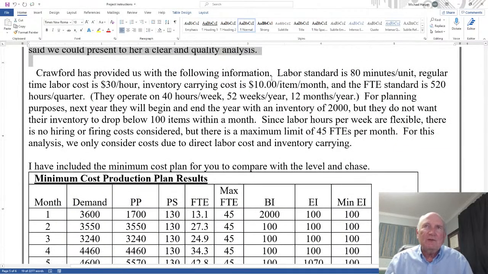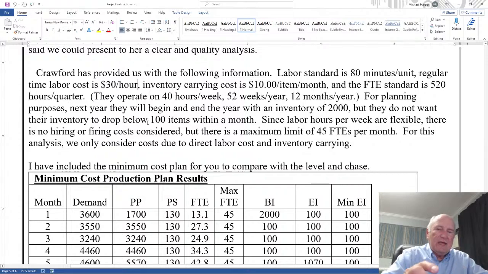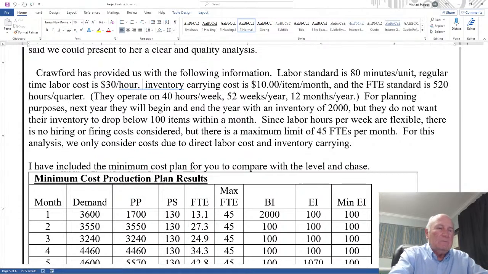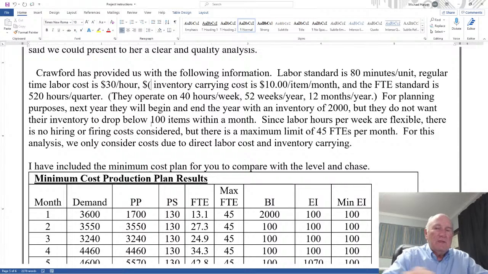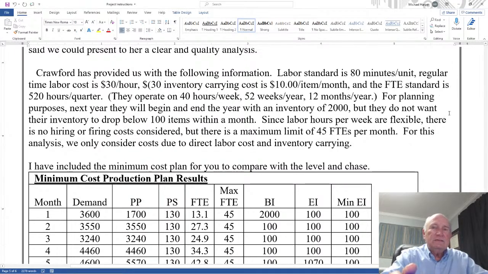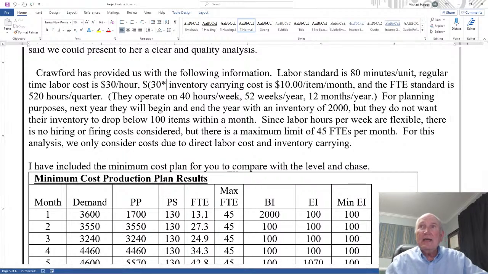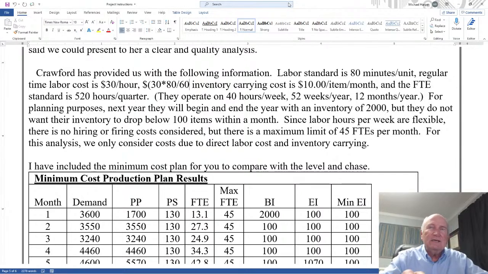Crawford has provided us with the following information. The labor standard is 80 minutes per unit. Unit being item, unit of production. Regular time labor cost is 30 per hour. Well, 30 per hour is the same thing as 30 times 80 minutes per hour. 80 divided by 60 is how many hours per unit.